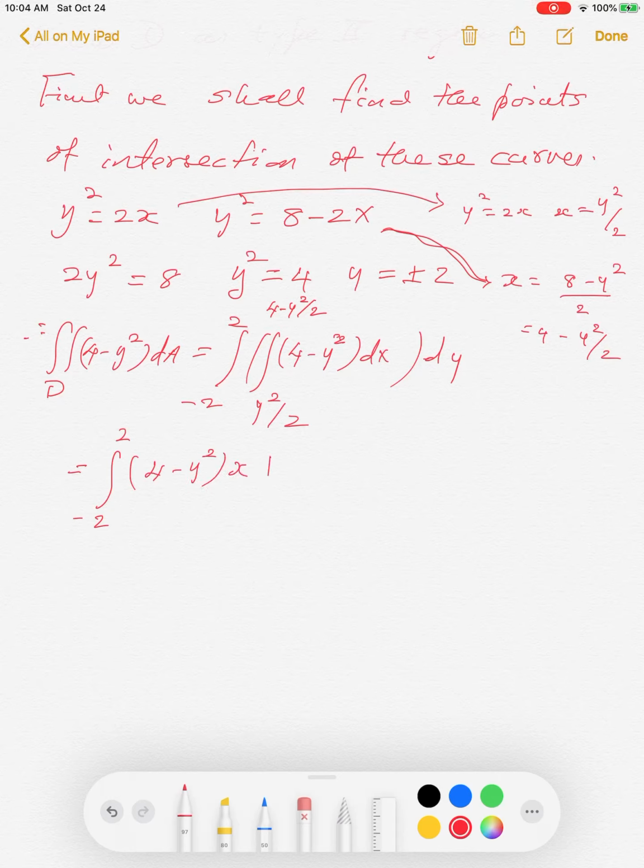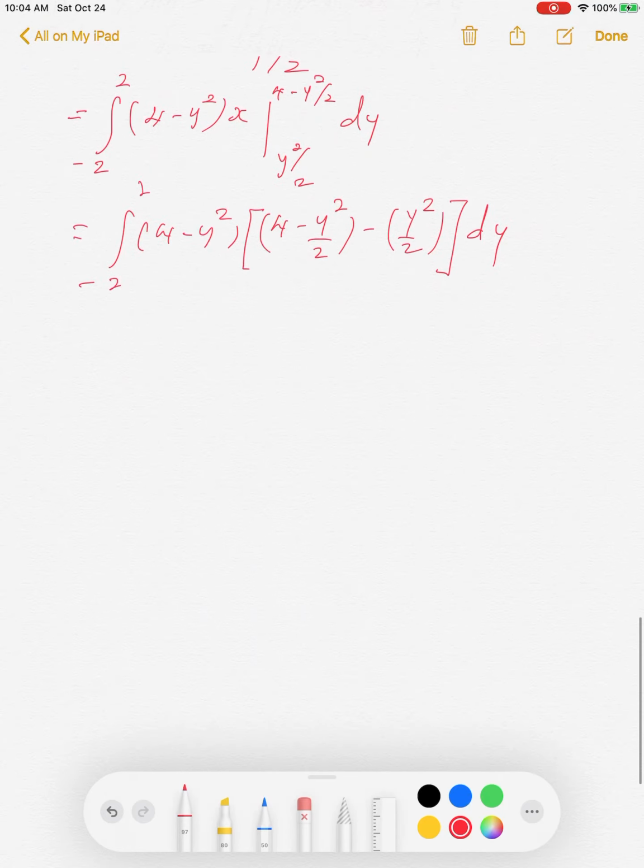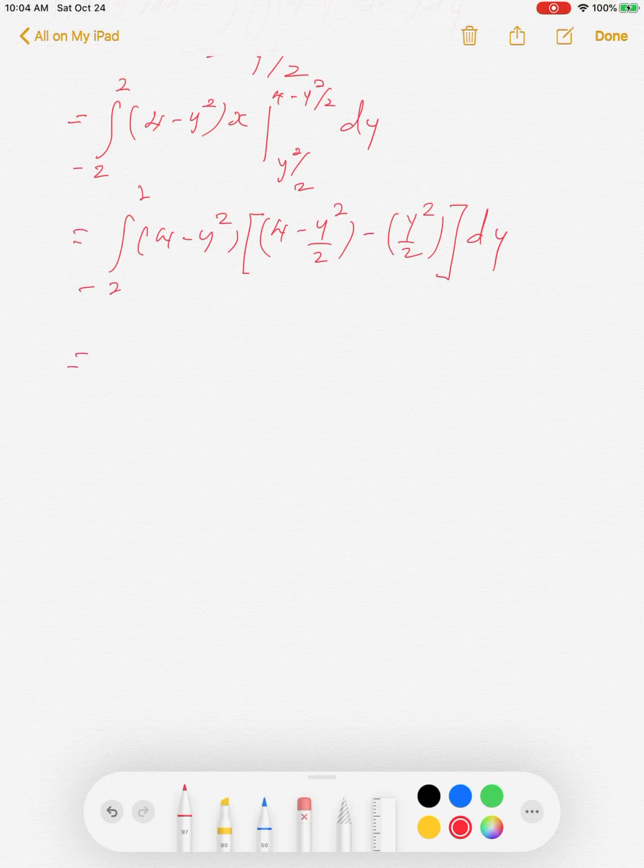So the integral is much easier: the integral of 4 minus y square times x, and x will run between y square by 2 to 4 minus y square by 2, dy. So this is the integral from minus 2 to 2 of 4 minus y square times x, where x is 4 minus y square by 2 minus y square by 2, dy.